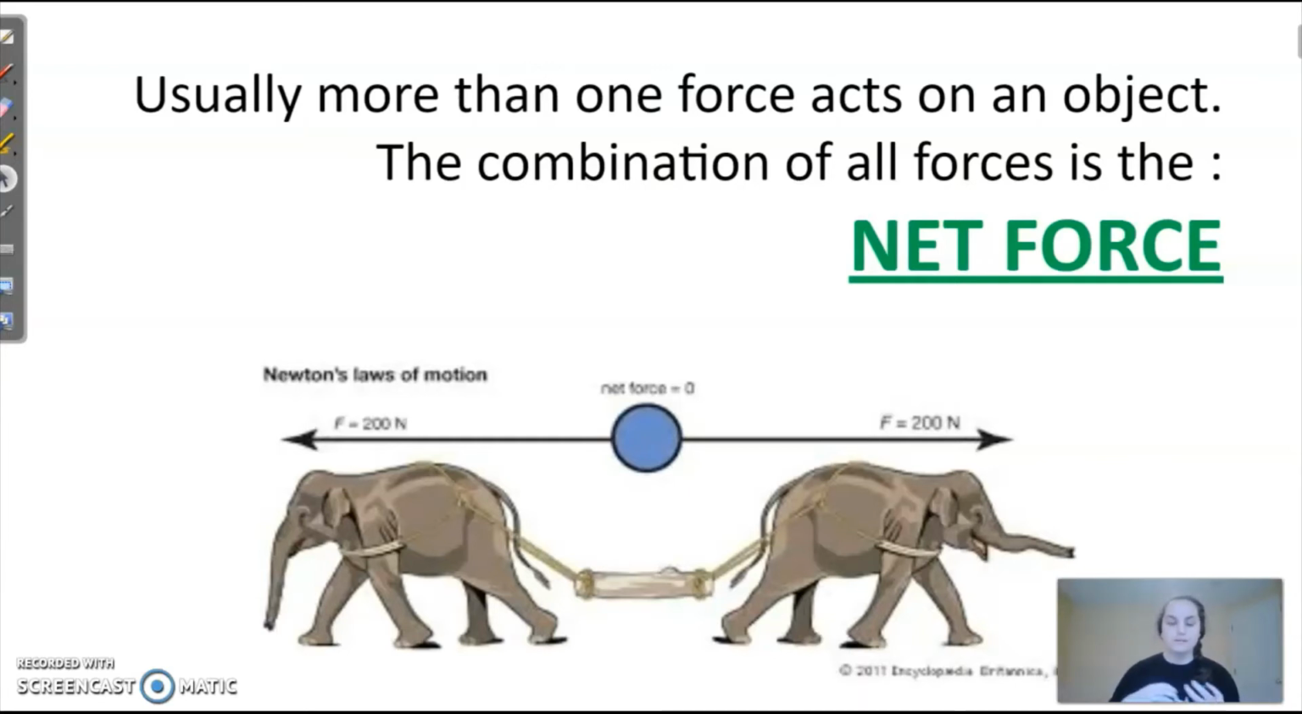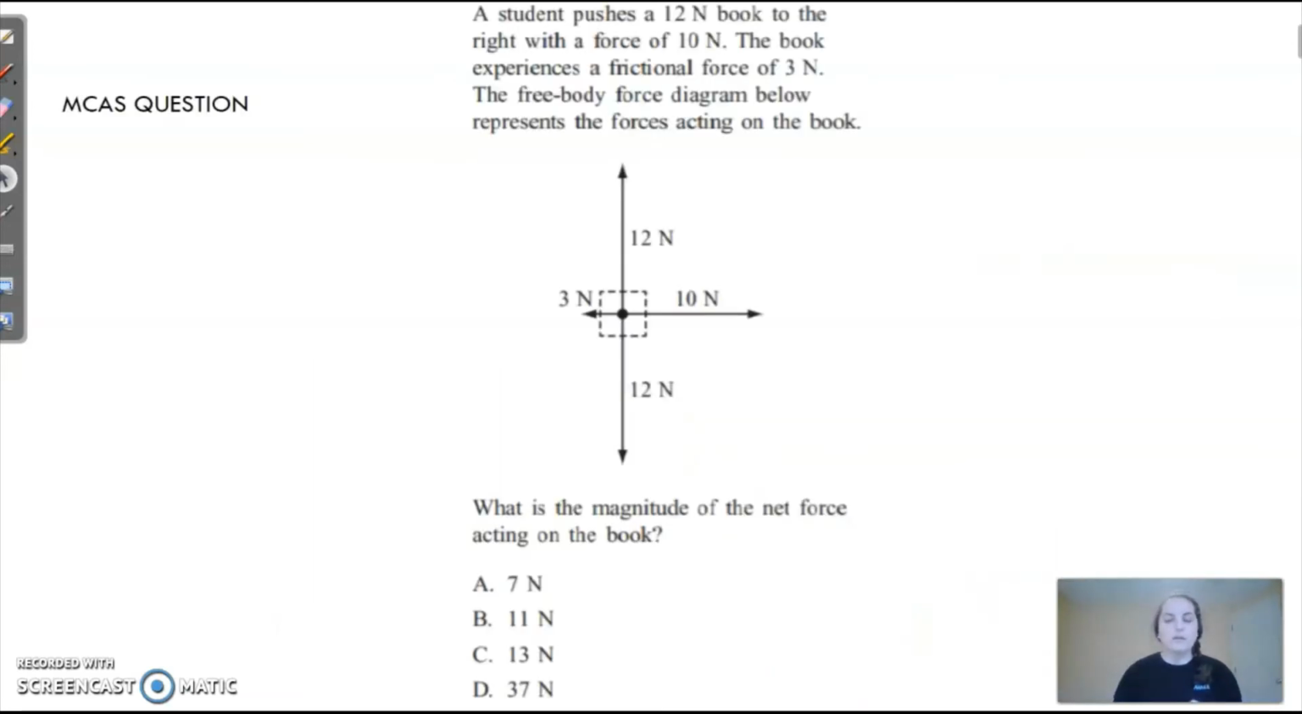Okay, here we see a driftwood being pulled by two elephants. The elephant on the right is applying 200 newtons to the right, and the other one is applying 200 newtons to the left. So the net force is equal to 0 because we have forces acting in two opposite directions. 200 minus 200 gives us a net force of 0 newtons.